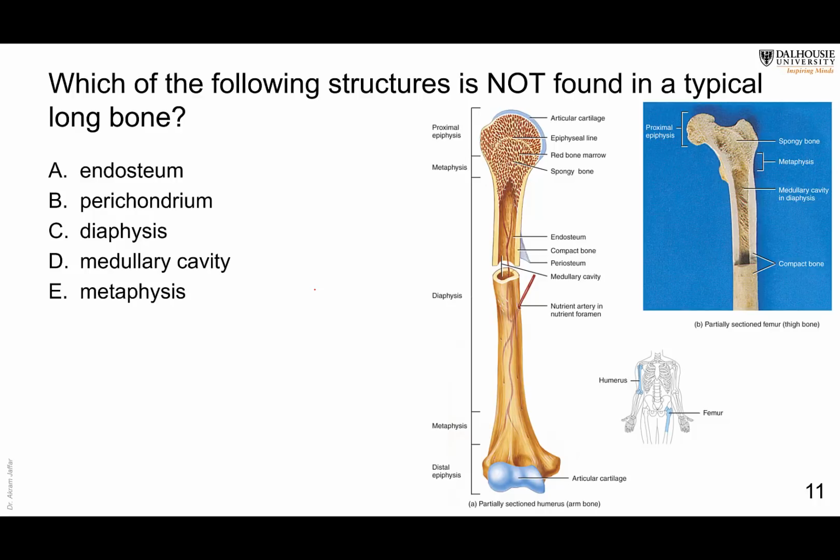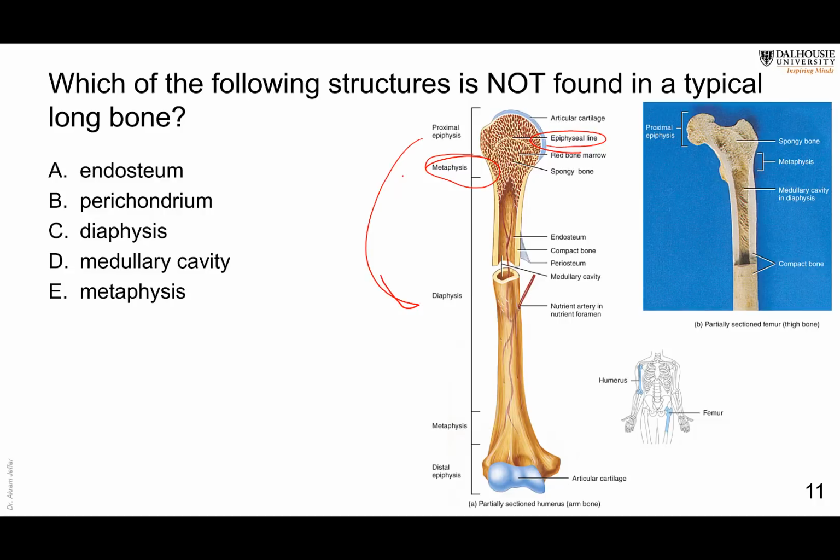The metaphysis, E, is the region of the growth plate, the epiphyseal line. So this is the region of the metaphysis. It's the region between the epiphysis and the diaphysis. So it's in between these two. And it is present in the long bone.